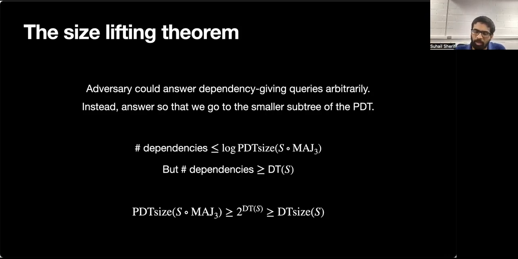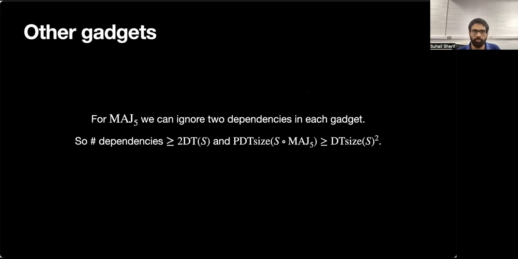Now, what about other gadgets apart from majority? Let's take majority on 5 bits as an illustrative example. In such a case, we can ignore 2 dependencies in each gadget. Even if 2 bits are dependent, we can completely ignore them if we fix the other 3 bits to be the same. So the number of dependencies that are going to arise is going to be twice the decision tree complexity of S. And so if we go through the same calculation, we see that the PDT size of S composed with the 5-bit majority is at least the decision tree size of S squared.